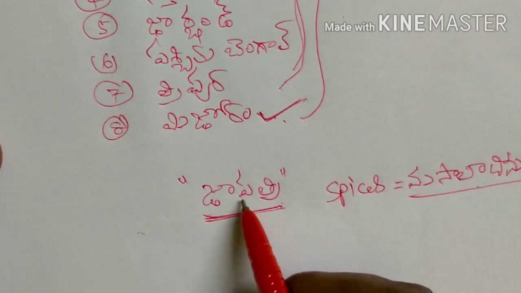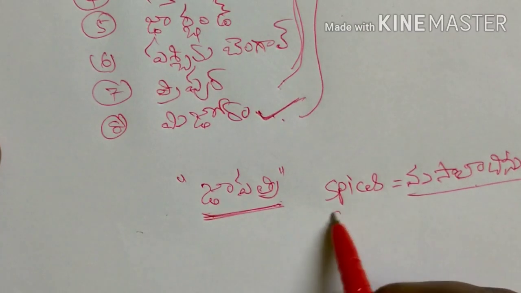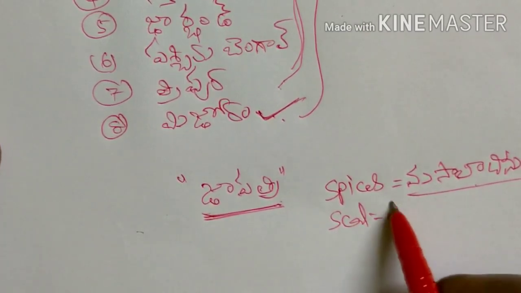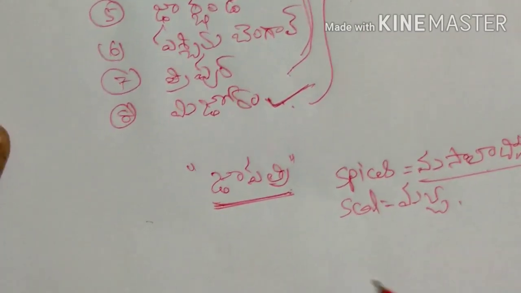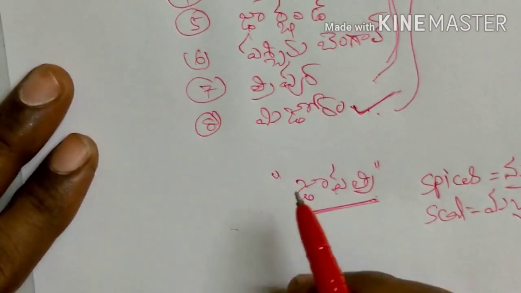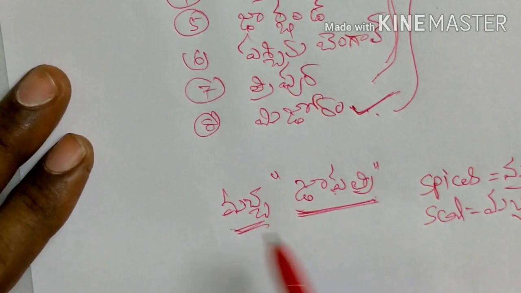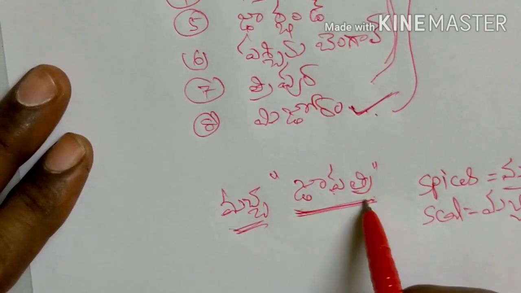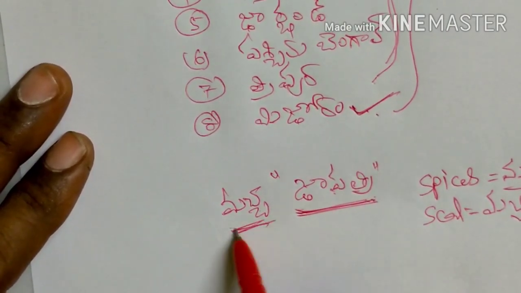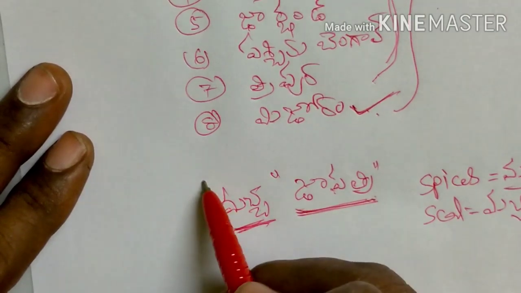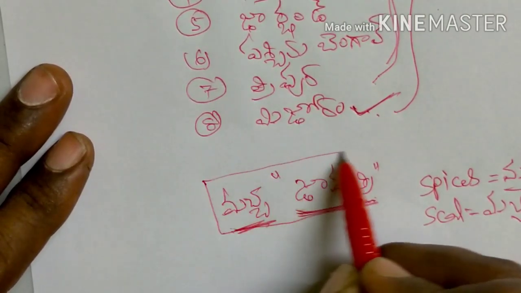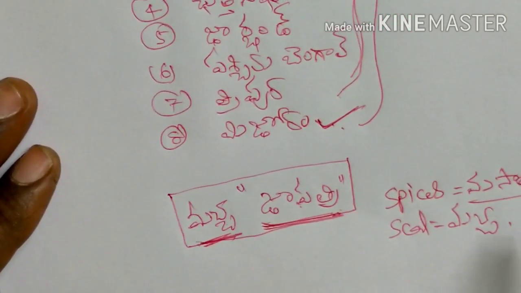And also imagine that it has a scar. Macha, in Telugu, means scar. Imagine that this Japatri has a scar. Then this word: Macha Japatri.